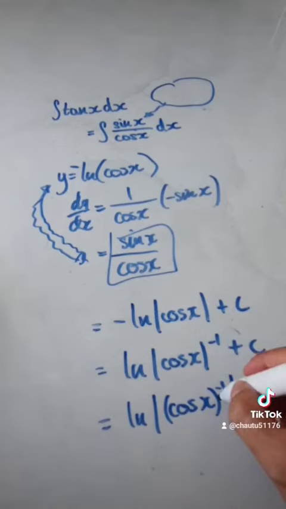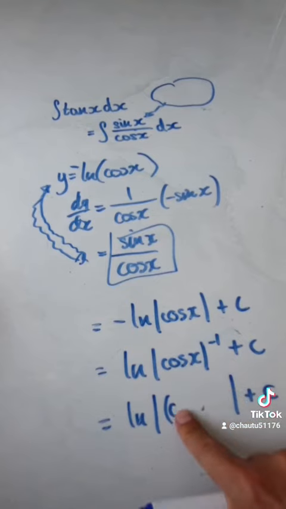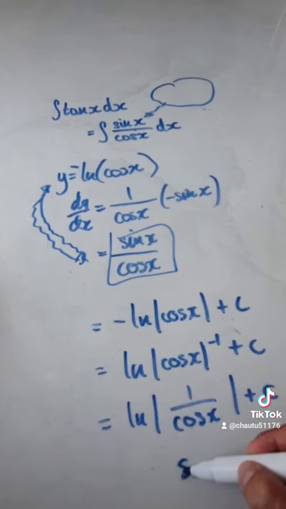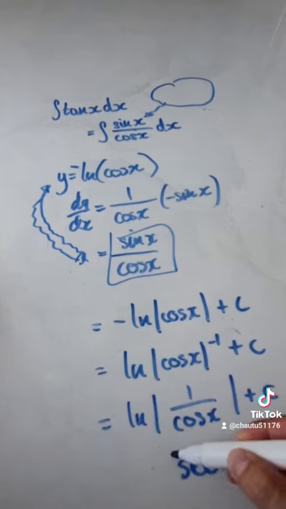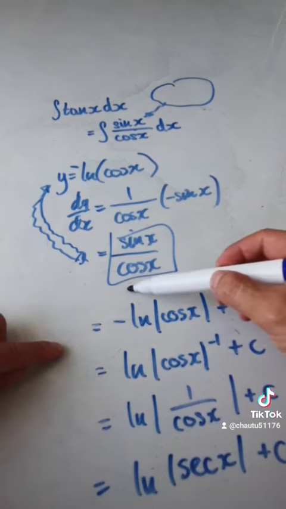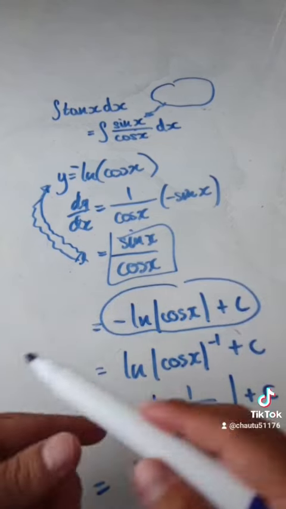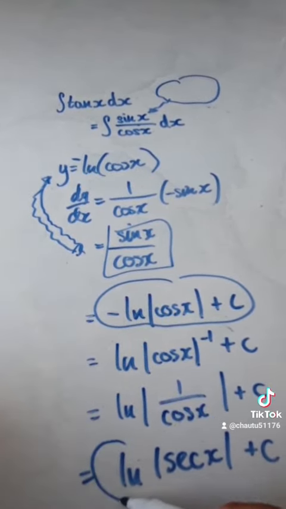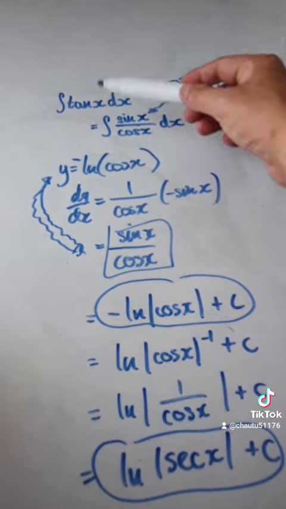Think about it. Well, this is really the same as 1 over cos of x, which is the same as secant of x. So when you integrate it, you can either leave it as this, or you can leave it as this. Okay, so that's how you integrate tan of x.